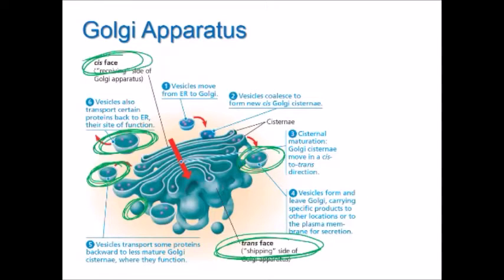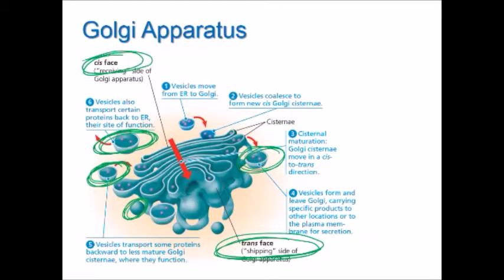Suppose the destination is outside the cell, then this will go and fuse with the plasma membrane. So the plasma membrane will send it to the exterior of the cell. So that's all about Golgi body. Golgi bodies were first observed by Camillo Golgi. Golgi bodies are also made up of sac-like tubular structures called cisternae.